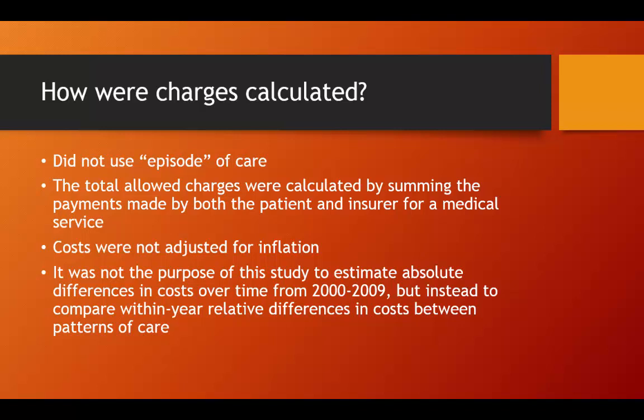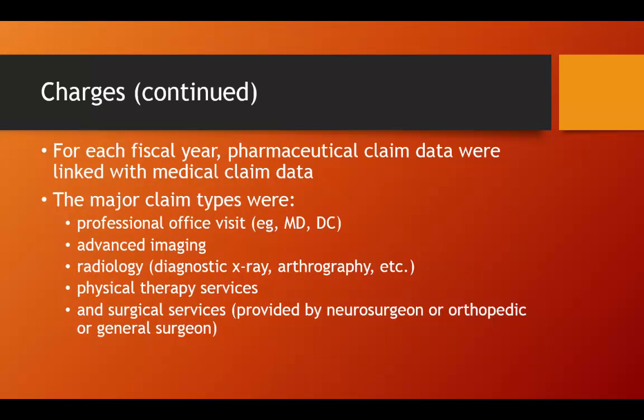Also, costs were not adjusted for inflation. And for each fiscal year, pharmaceutical claim data was linked with medical claim data. The major categories of claim type data were a professional office visit to an MD or DC, advanced imaging, radiology, physical therapy services, and surgical services.